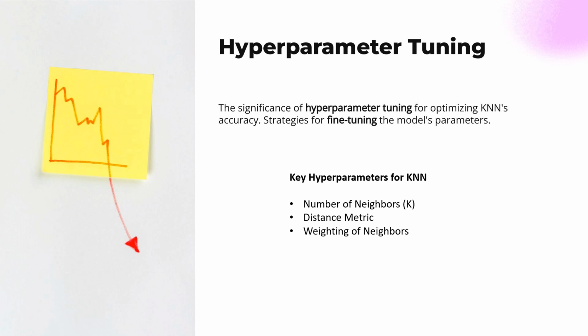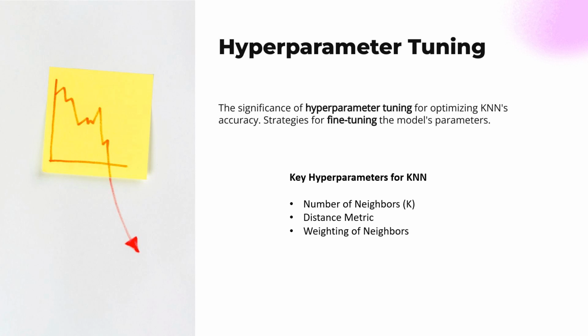Key hyperparameters for KNN: number of neighbors k. Determines how many neighbors to consider when making predictions. A smaller k can lead to overfitting, while a larger k can result in underfitting. Distance metric. Defines how distances are calculated between points. Common metrics include Euclidean distance, Manhattan distance, and Minkowski distance. The choice of metric can significantly impact model performance, especially in high-dimensional spaces.